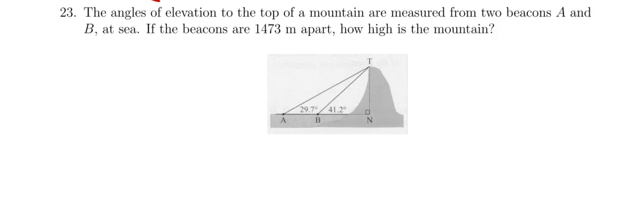So in this question we read here, the angles of elevation to the top of a mountain are measured from two beacons, A and B, at C here. If the beacons are 1,473 meters apart, so that's going to be this distance right here, so 1,473 meters apart. How high is the mountain?